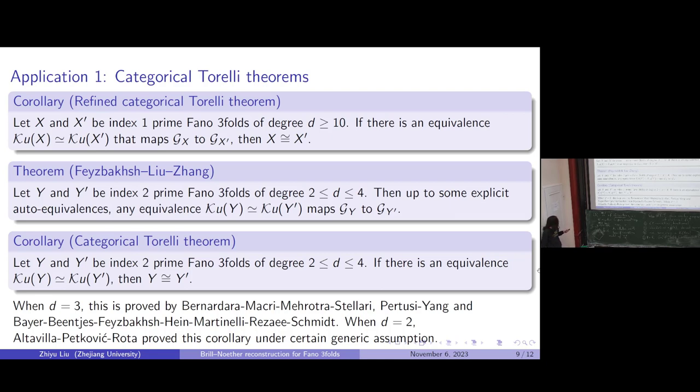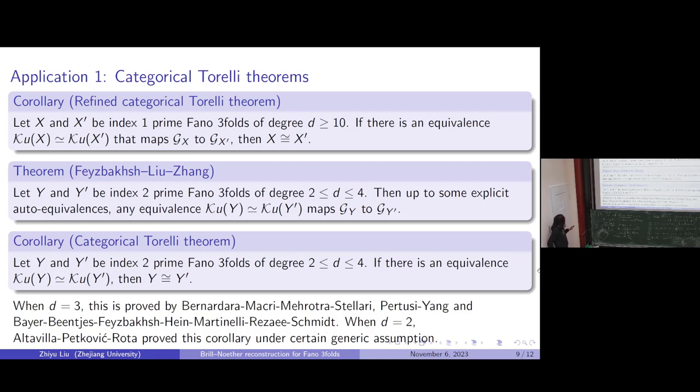And why do you exclude d equal to 5? For d equal to 5, since in this case Y5 is rigid, right? There is only one isomorphism class. And in this case, the computation will be harder. So we decided not to include this case in our paper. Yeah. So this categorical Torelli statement is trivial in this case.